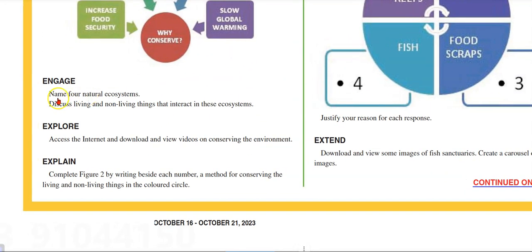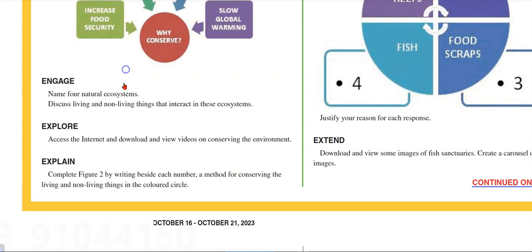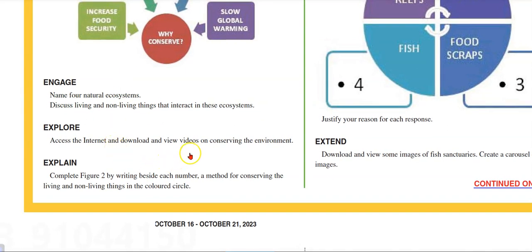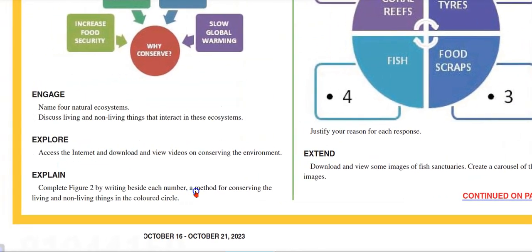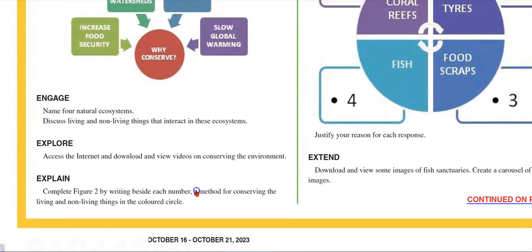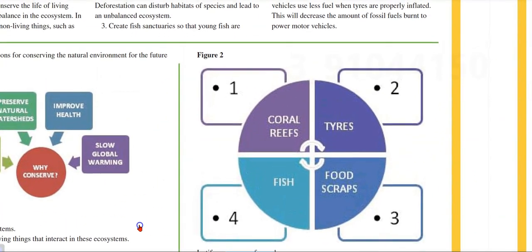It says here, name 4 natural ecosystems. Discuss living and non-living things that interact in these ecosystems. Explore, access the internet, and download videos on conserving the environment, and explain how figure 2, and you need to write beside each of the numbers a method for conserving the living and non-living things in the colored circle. So here we go.